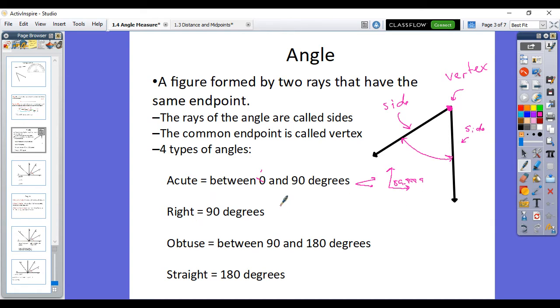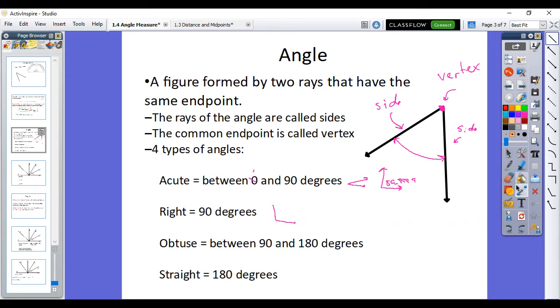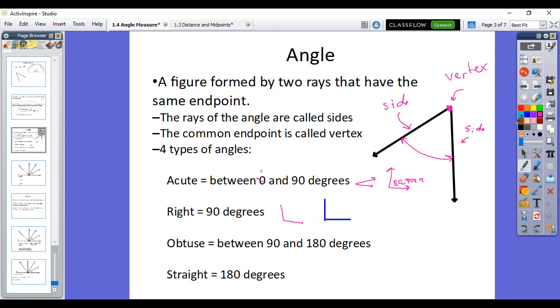A right angle is exactly 90 degrees. It's exactly 90 degrees to go straight up and down, straight side to side. You'll see it'll still have a little ray mark. And the way they'll sometimes write it in your book is to put a little red square right here in the corner. All right, that's 90 degrees right there.